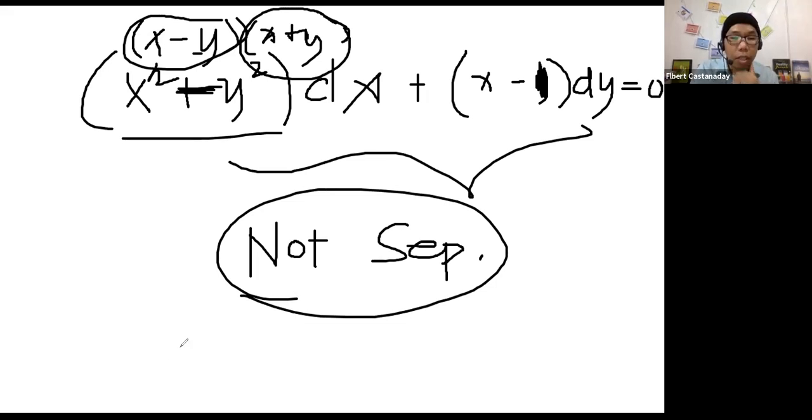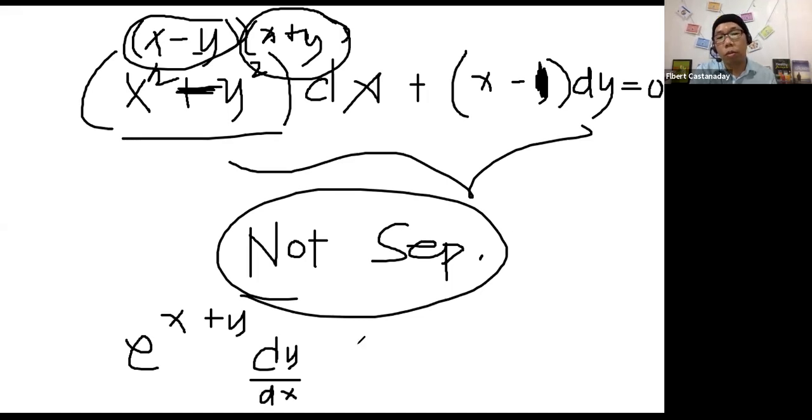Okay, how about this one? I will be e raised to x plus y times dy over dx equal to minus 2. Okay, how about this problem?